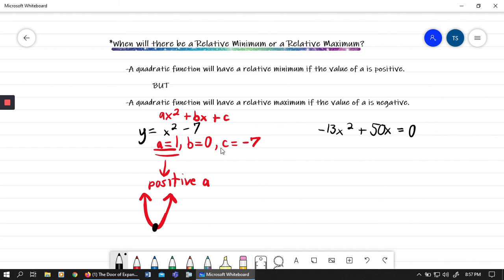Okay, over here, when we identify a, b, and c, our a value is -13, the b value is 50, and the c value happens to be 0. And again, we know that c value is 0 because this one is not written with any constant terms.